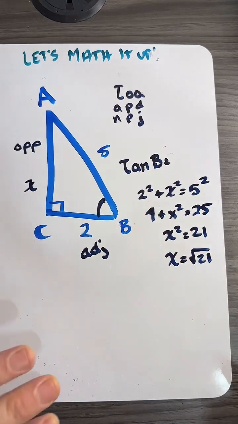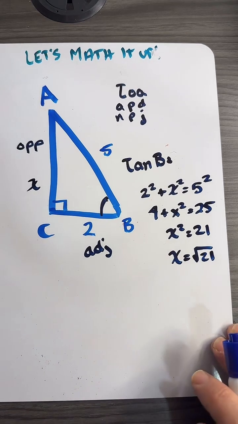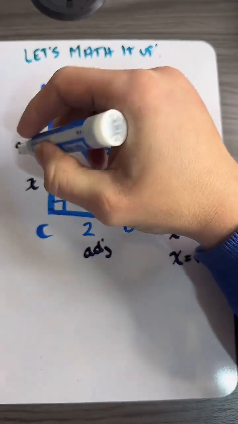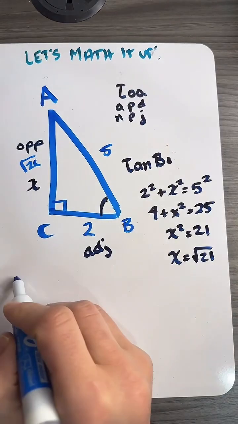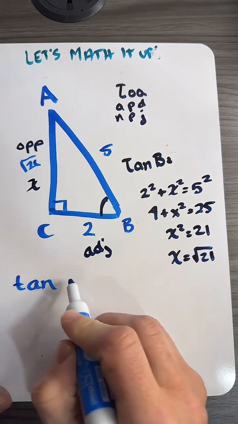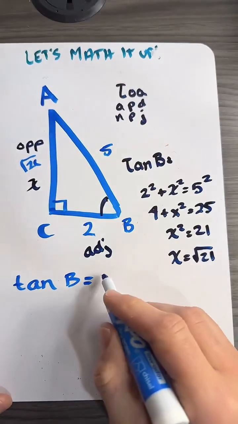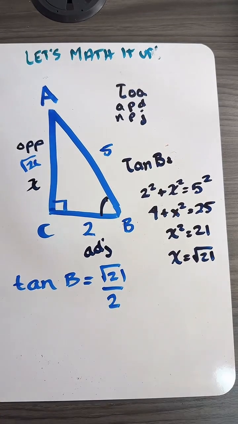Now, technically it's plus or minus, but I'm going to keep it positive because we have a distance. In our answer key, for the multiple choice, it's got square roots in it. So this is what it wants. It wants to find the correct square root. So this is the square root of 21. So my answer would be the tangent of B equals opposite over adjacent.